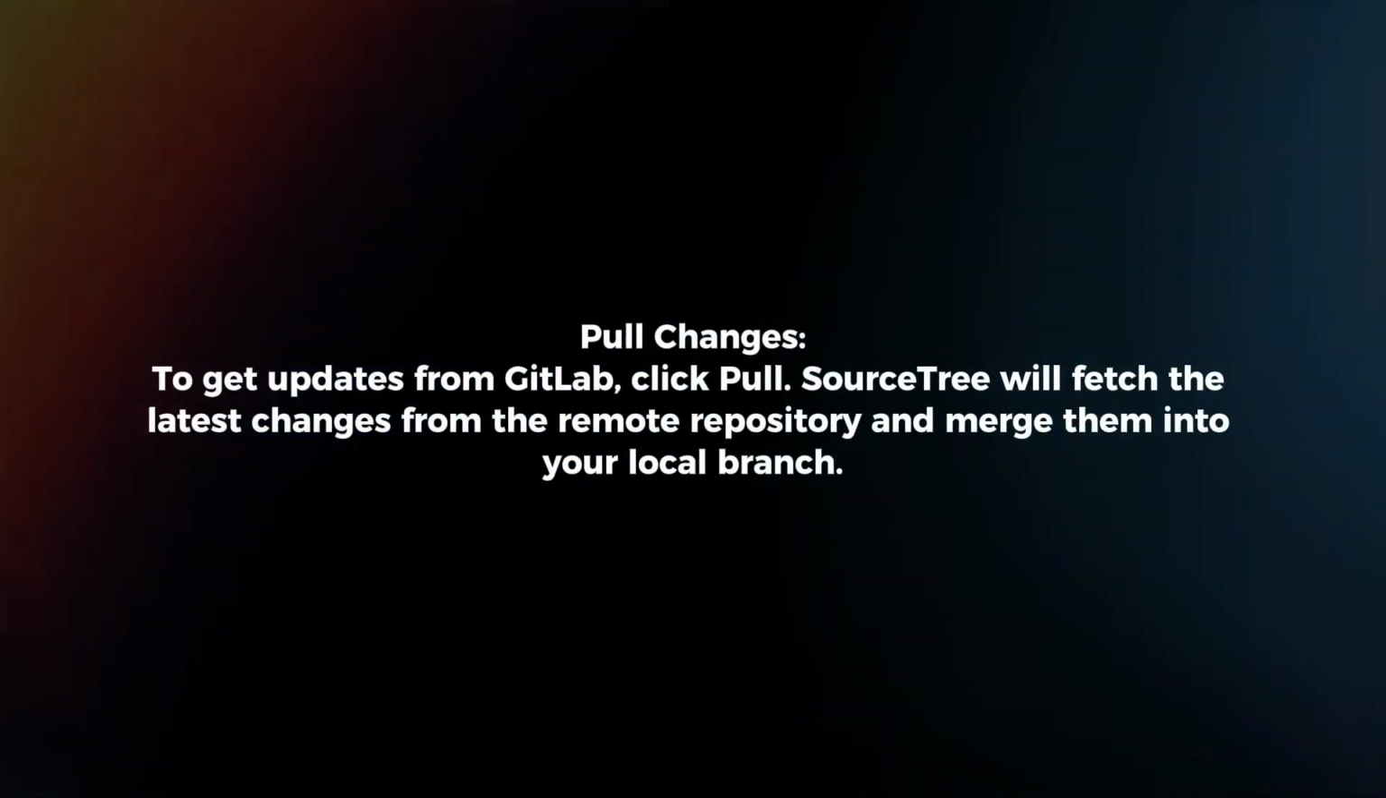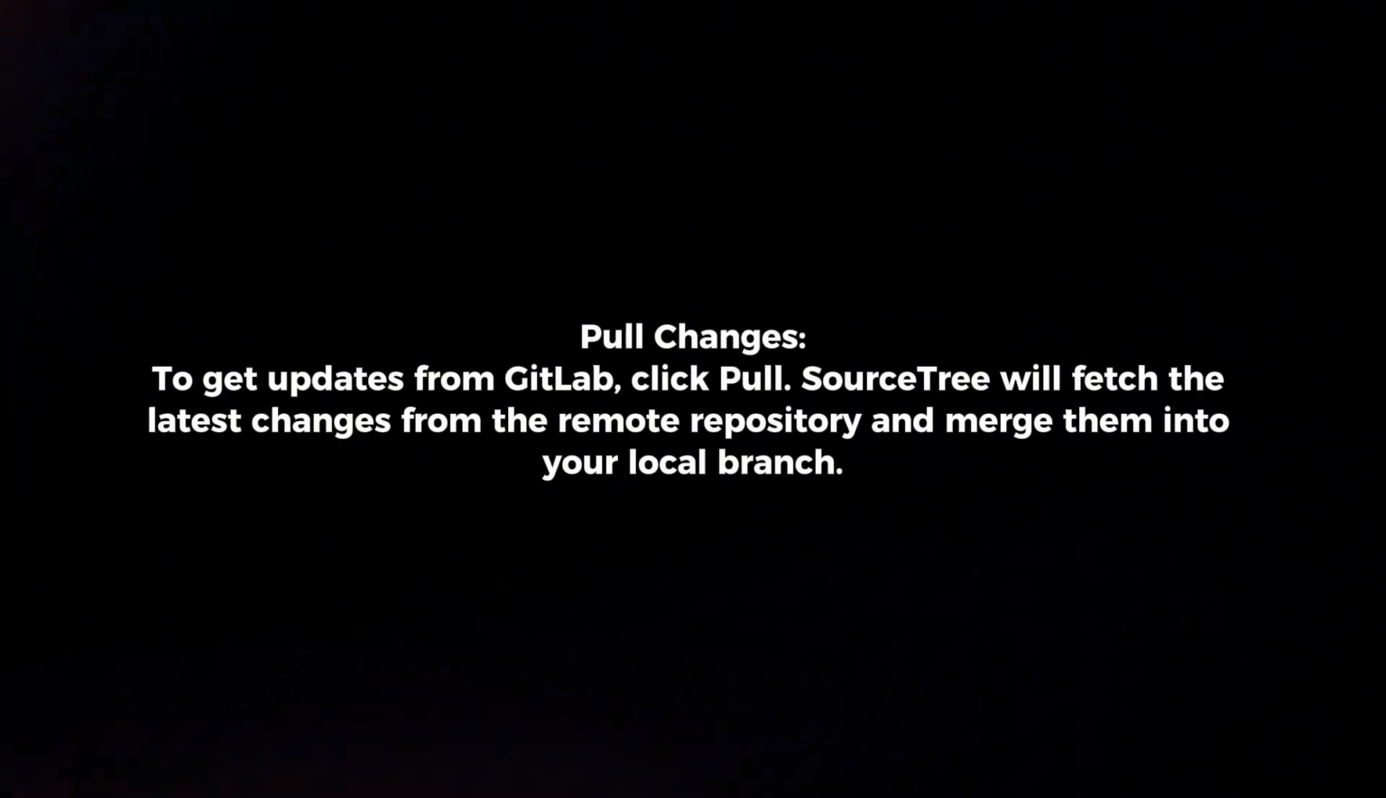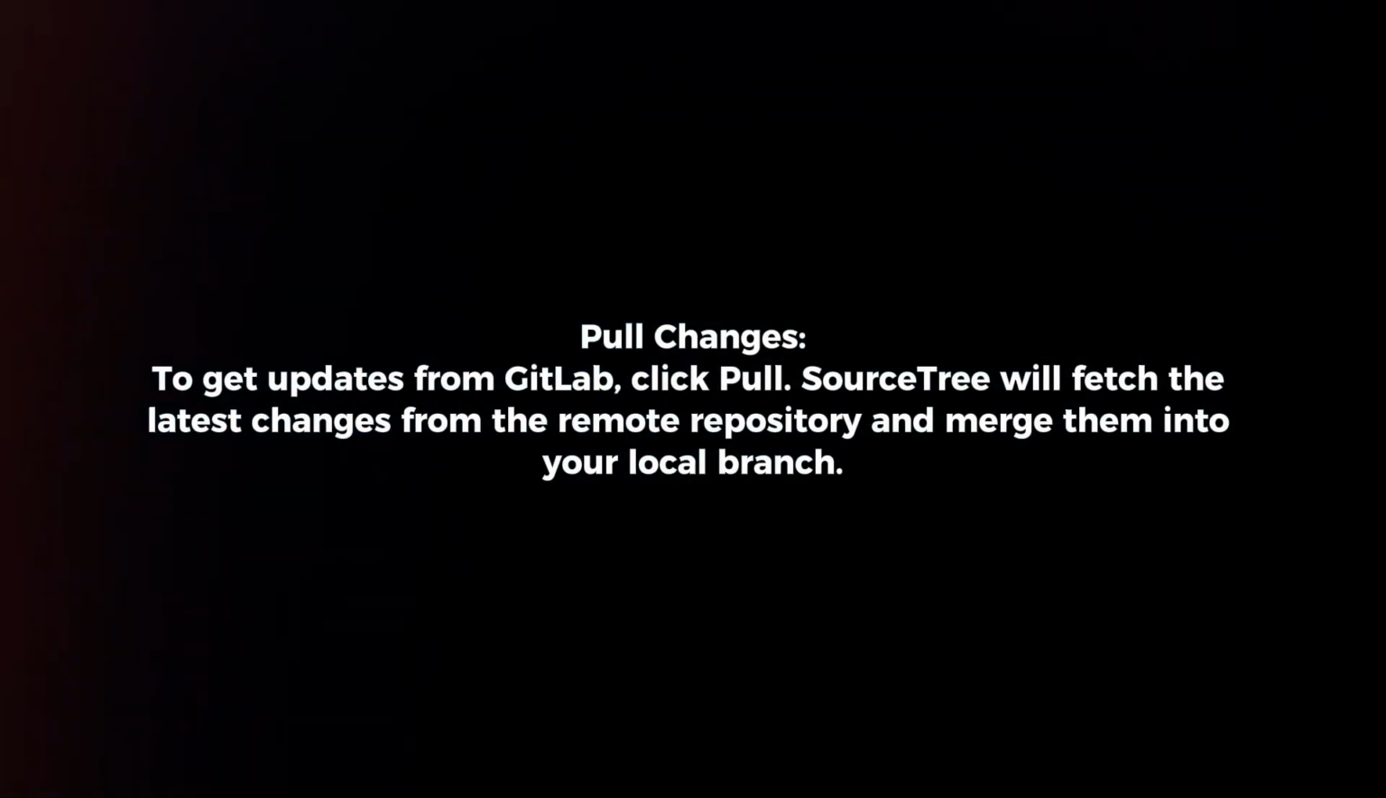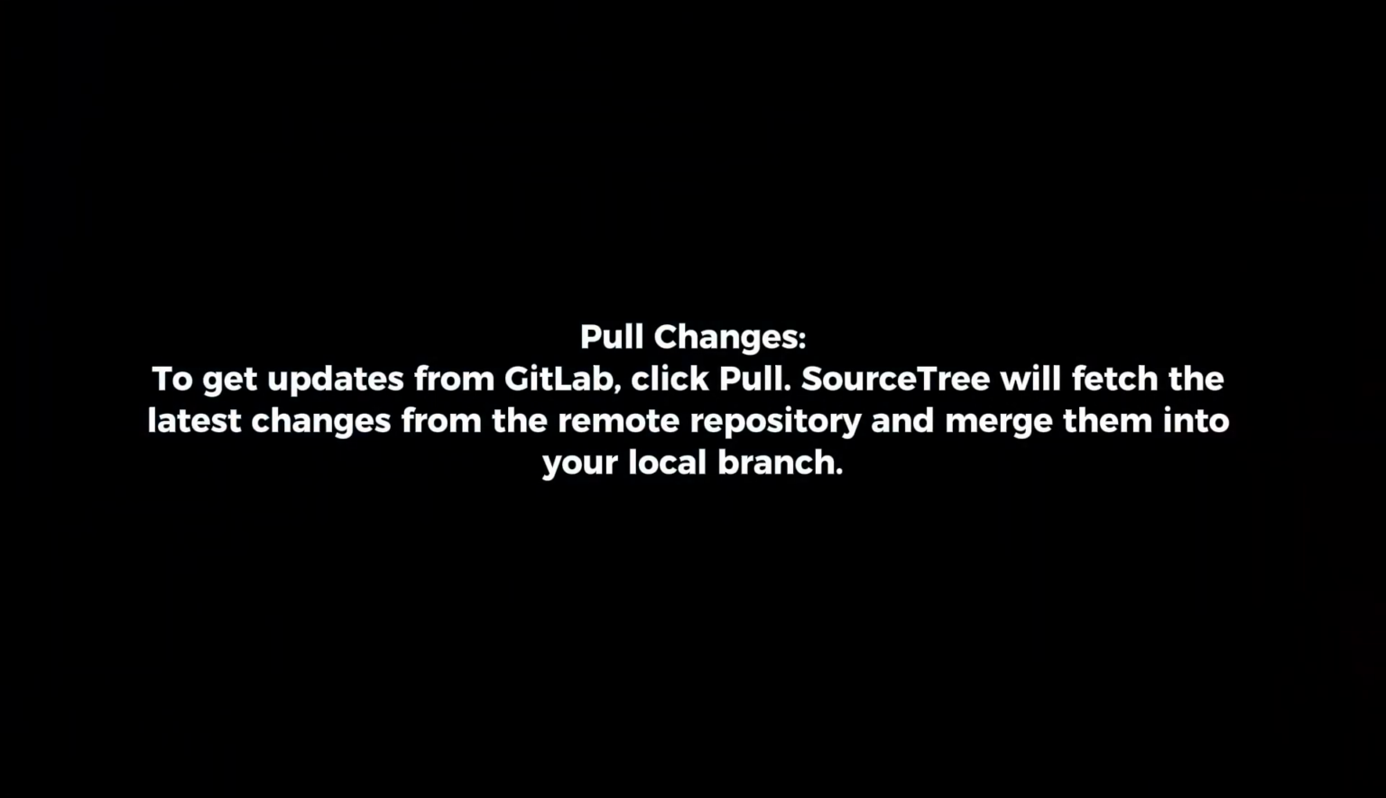Pull changes. To get updates from GitLab, click Pull. SourceTree will fetch the latest changes from the remote repository and merge them into your local branch.